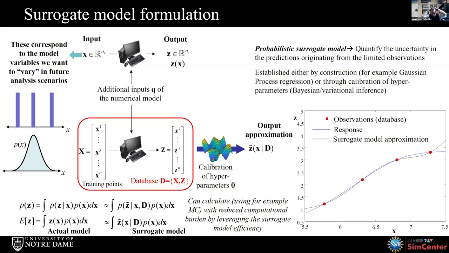And one last comment: you can have deterministic surrogates or you can have probabilistic surrogates. Probabilistic surrogates, or probabilistic machine learning, also quantify the uncertainty in the predictions originating from the limited observations. The way you do this is either your surrogate is probabilistic, something like a Gaussian process, or you establish this in the calibration of the hyperparameters. So in this case, you'd look something like this. I have my mean surrogate predictions, the black, but then I have some quantification of the error around those predictions. Again, this error quantification originates only from the fact that we have limited observations.